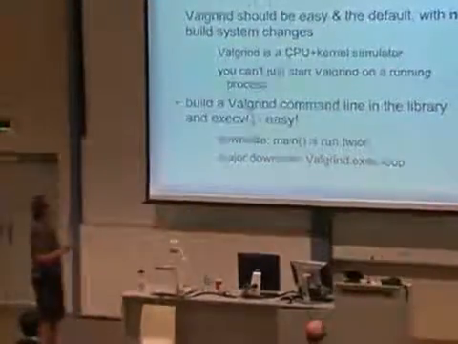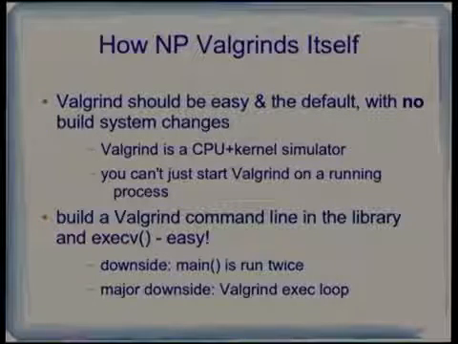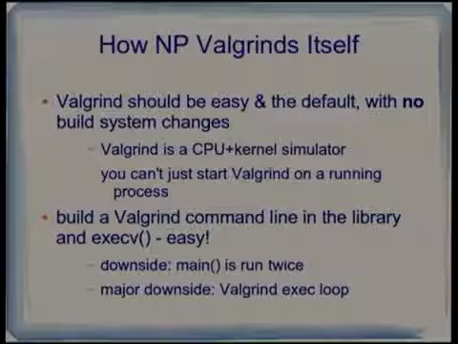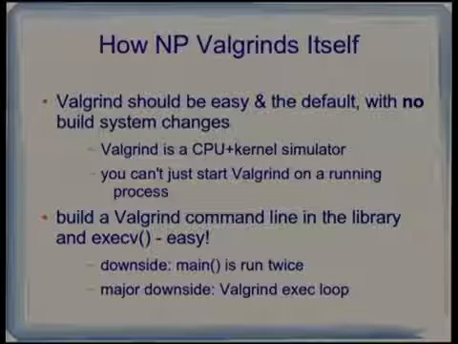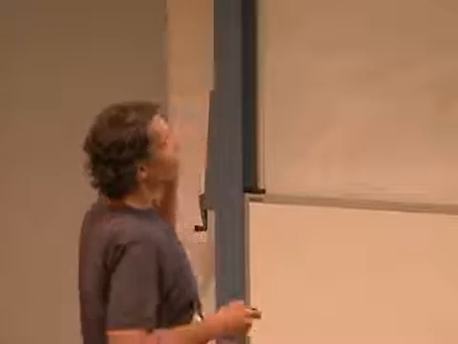So how do we Valgrind ourselves? Well, it's easy. You build a command line. The command line has /usr/bin/valgrind at the front. Then it has your executable name, which we found before using /proc/self/exe. And then it has the original arguments. Oh, isn't that interesting? We'll get to the original arguments.